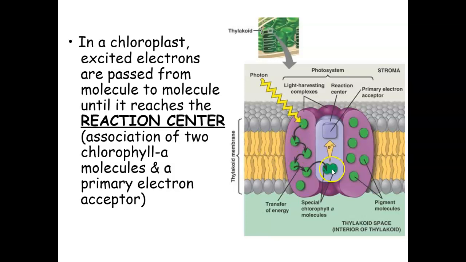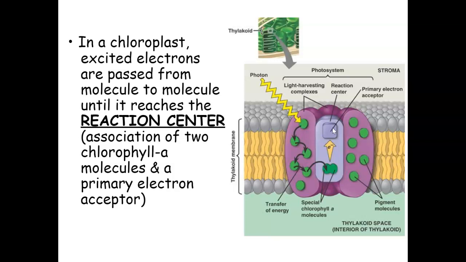When we look at what's happening here, you can see that we have chlorophyll A right here. This chlorophyll A is special. It's an association of two chlorophyll A molecules. It sits in an area of the photosystem that we call the reaction center. So this light purple portion of the molecule is the reaction center. It's still part of the whole photosystem, but this is the reaction center. Also in the reaction center is a molecule called the primary electron acceptor.